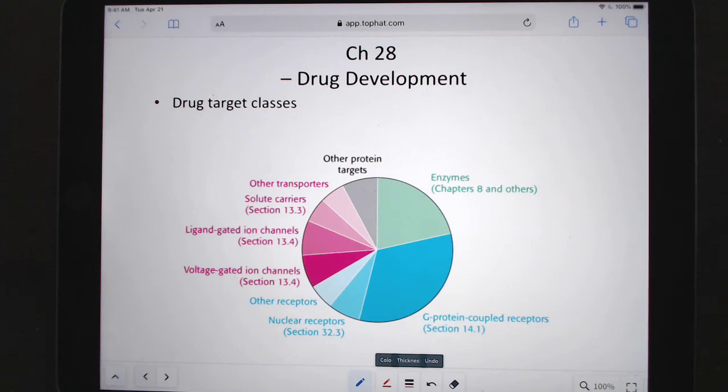Hello. So this is the drug development chapter for Strider. We're going to be talking about having a really broad overview for the drug development process, not only the discovery of candidates, but also the phases that they have to go through to get FDA approved. And so this is a nice little chart.